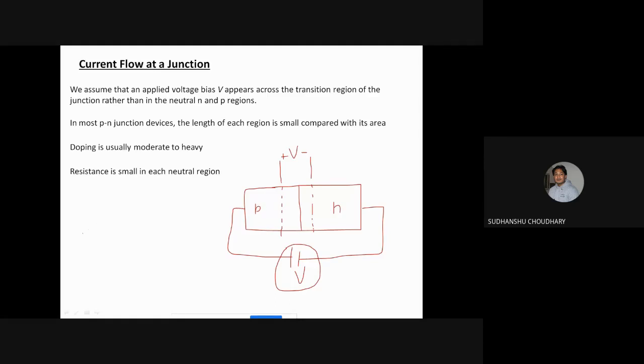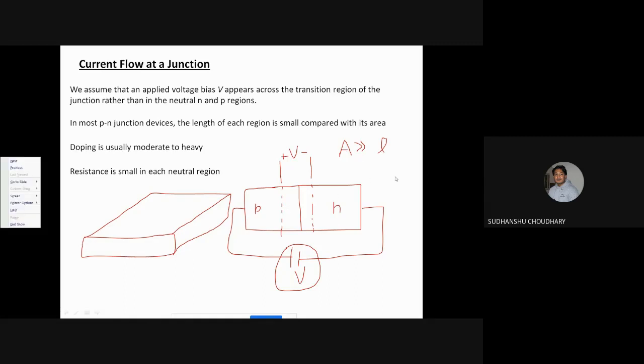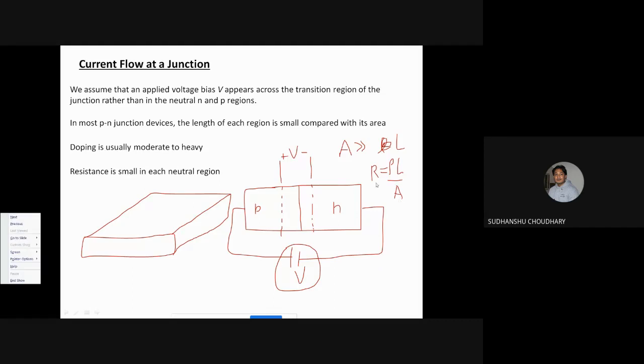I told you in the last lecture that we assume that the PN junction is one dimensional. That is, the length and thickness are small compared to the area. So length is small and area is more than the length of the junction. And the resistance of this region, if I try to calculate, will be equal to rho L by A, where L is the length. And if area is more, then obviously resistance will be small.